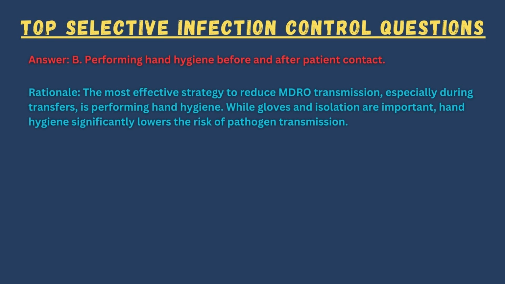Answer: B. Performing hand hygiene before and after patient contact. Rationale: the most effective strategy to reduce MDRO transmission, especially during transfers, is performing hand hygiene. While gloves and isolation are important, hand hygiene significantly lowers the risk of pathogen transmission.